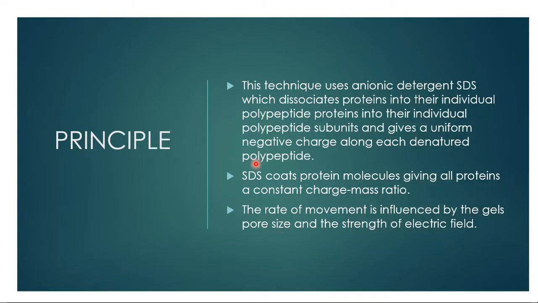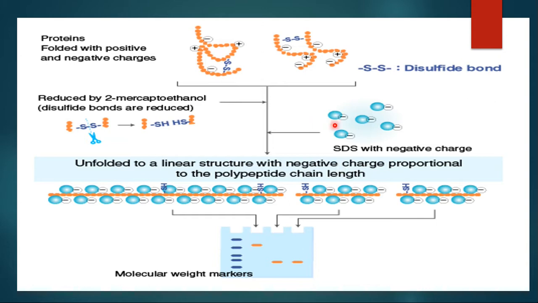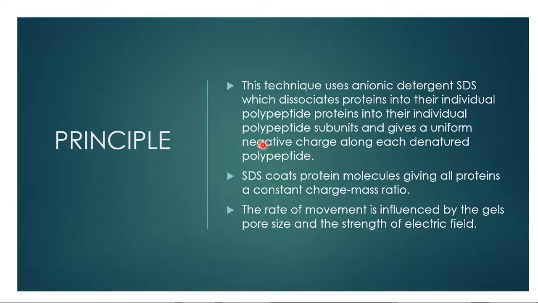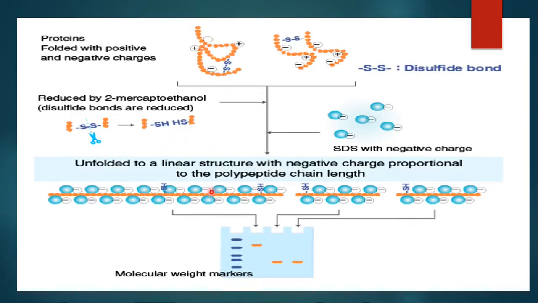Let's have a quick review of the principle. As I told you, the proteins get separated along each denatured protein. SDS codes. This technique uses which anion? Anionic detergent called SDS. What is SDS? Sodium dodecyl sulfate, which dissociates the proteins into their individual polypeptide subunits also, and gives a uniform negative charge along each denatured polypeptide.